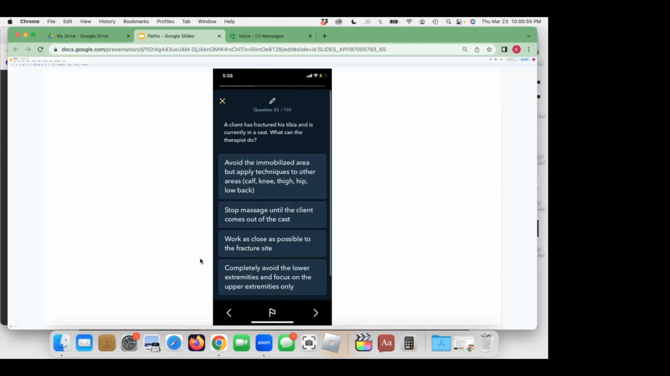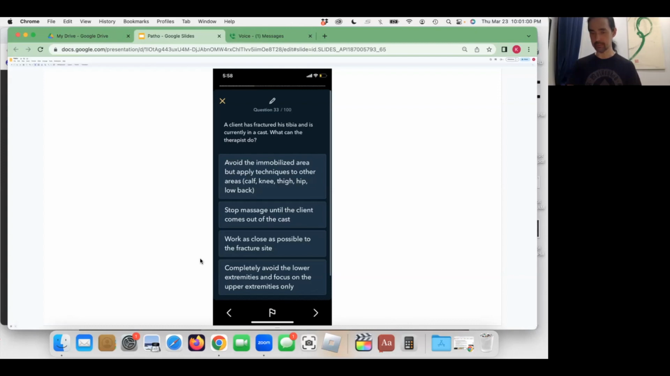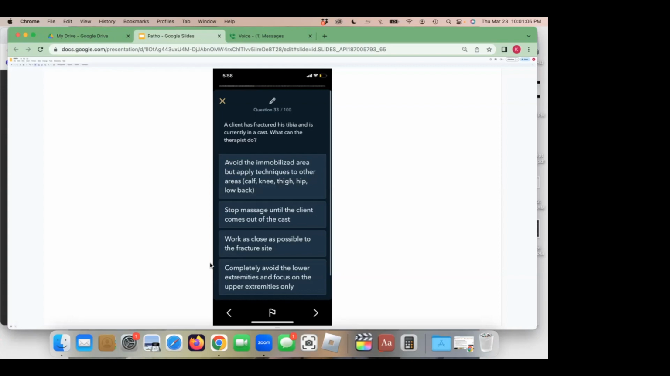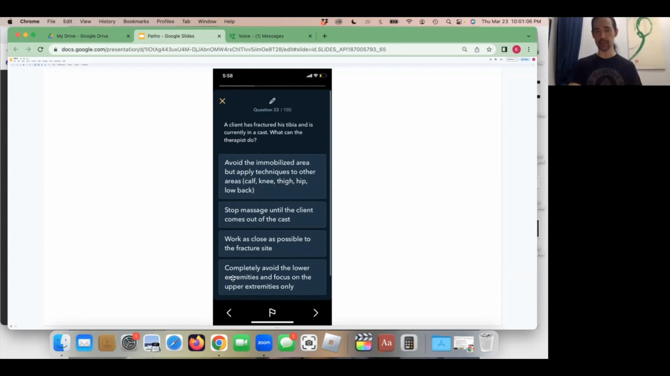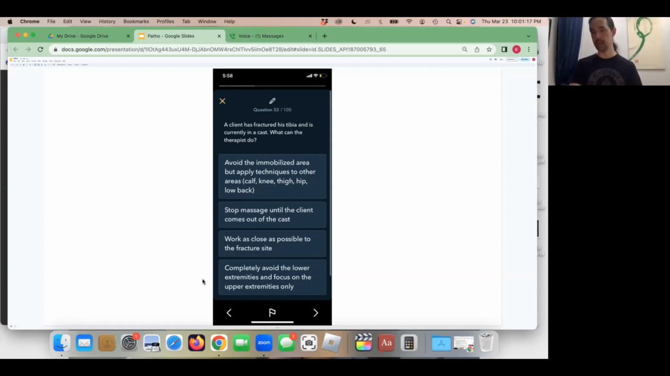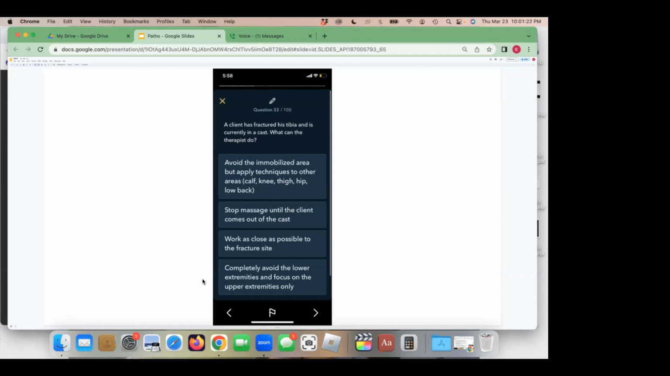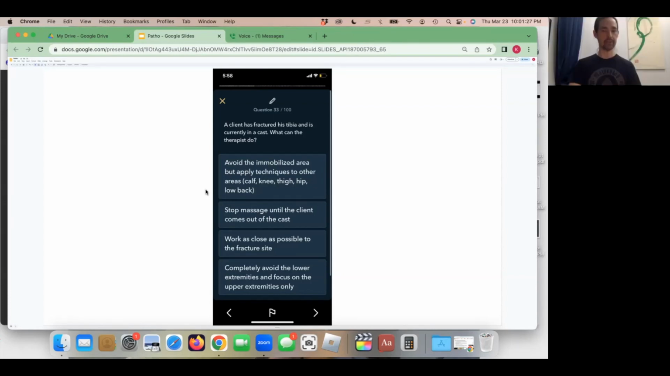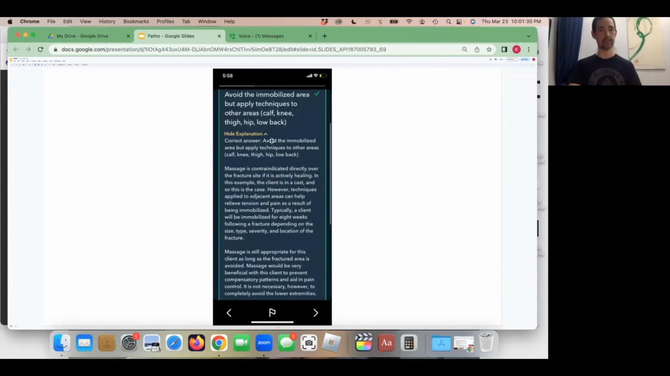I say probably work as close as possible. I would say maybe the last one: avoid the lower extremities and focus on the upper extremities only? Well, not really, because if they only fractured one tibia, then why would you avoid the other? Right. So I guess it would be A, the first. Yep, that's what I think. Yep, that's the answer.